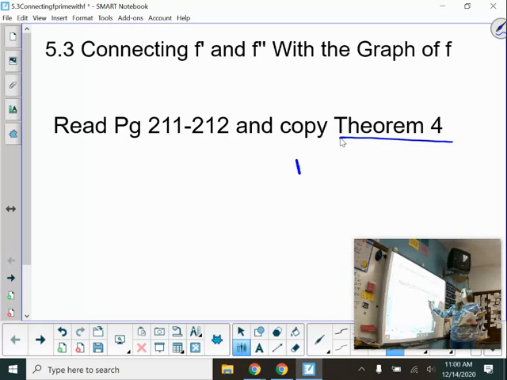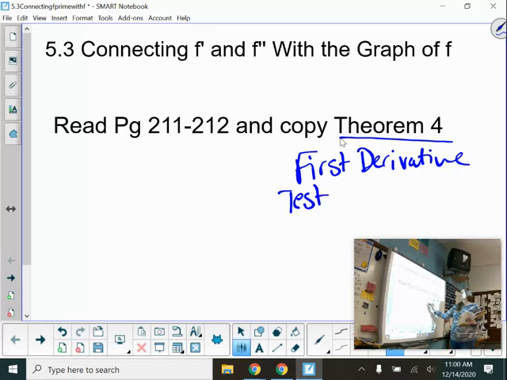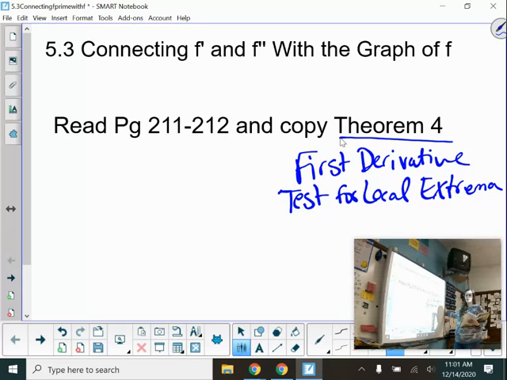Theorem 4 is the first derivative test for local extrema. So this is going to be how you use the first derivative to tell where you have those local mins and maxes. There's one part on page 211. There's two more parts on page 212, and then they also deal with left and right endpoints, how to tell if you have a local min or a local max whenever you're dealing with an endpoint.